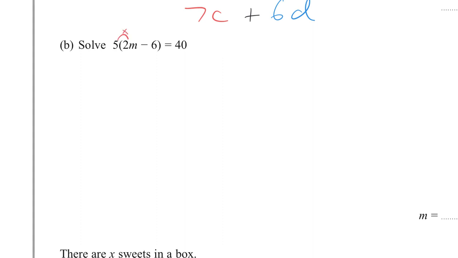Right, we're going to times these together, so we get 10m. And then I'm going to times these together, so you get minus 30. Alright, 5 times 6 is 30. Equals 40. Alright. Remember, it was solved.